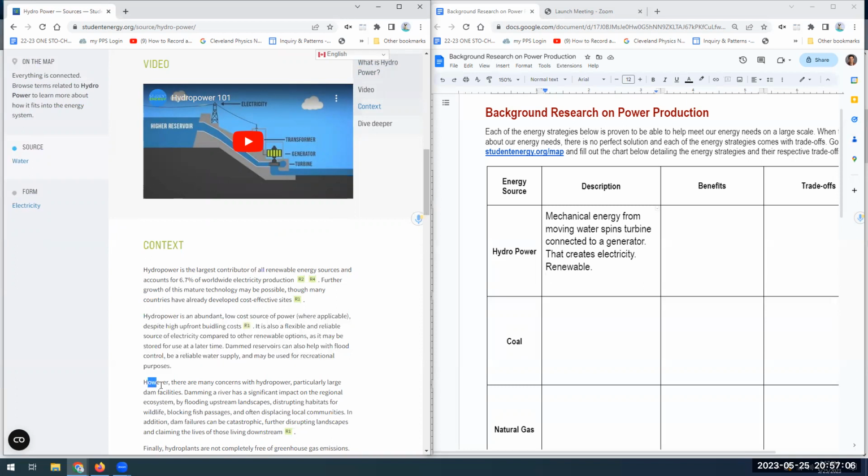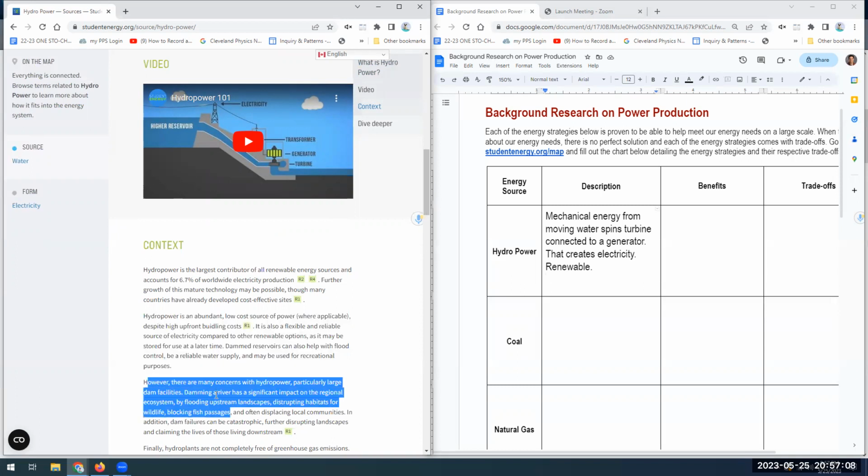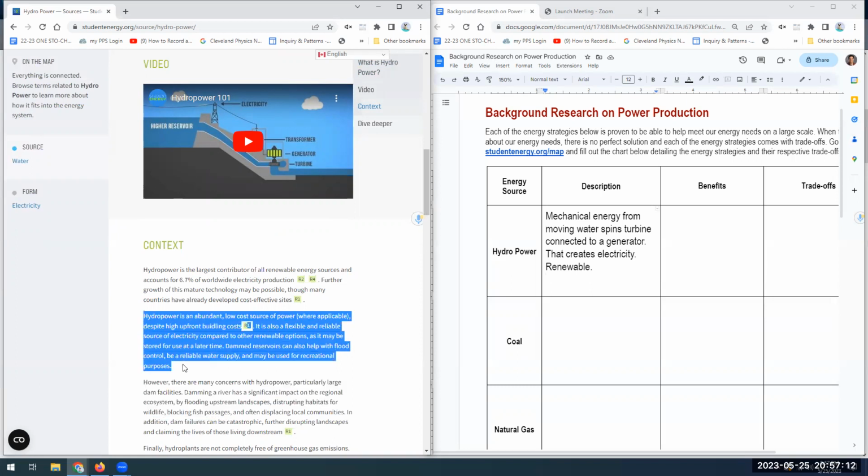And notice this next paragraph said there are many concerns. That looks like that's going to be the trade-offs. So let's just read this paragraph out loud and then just summarize it.